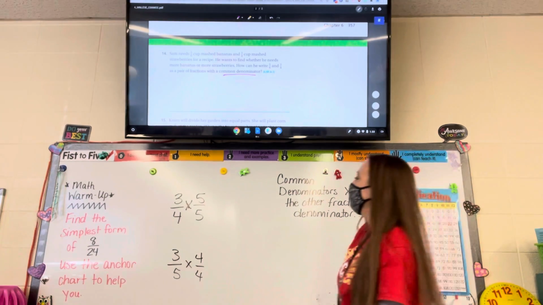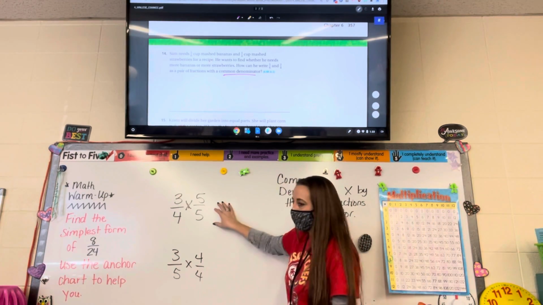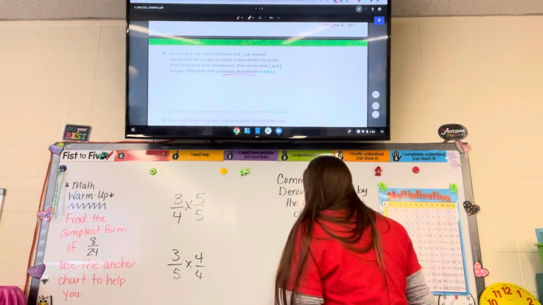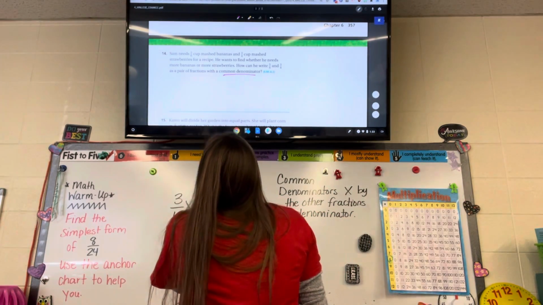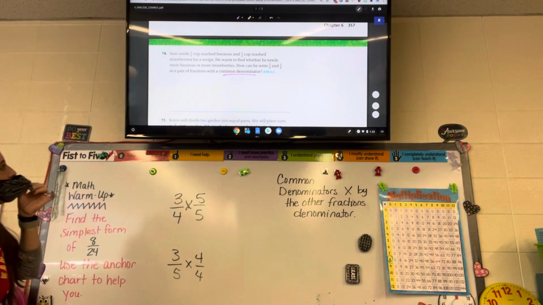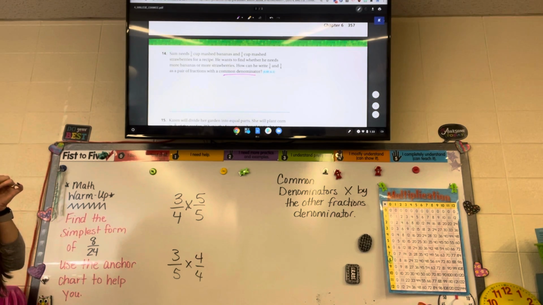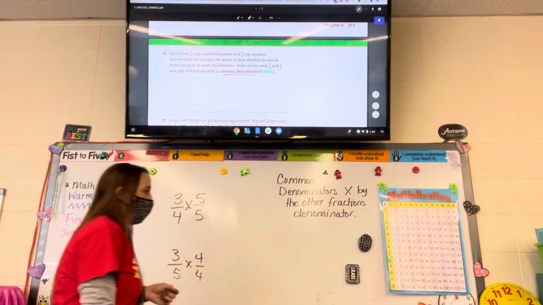Just like these, what we did here. Okay, we have two fractions. It says, Sam needs 5/6 cup mashed bananas and 3/4 cup mashed strawberries for a recipe. He wants to find whether he needs more bananas or more strawberries. So how can he write 5/6 and 3/4 as a pair of fractions with a common denominator? Okay?